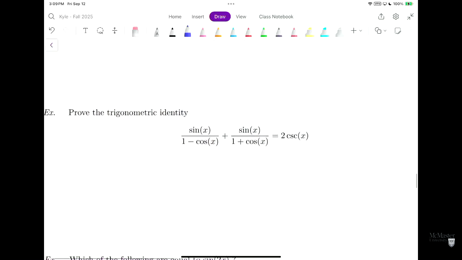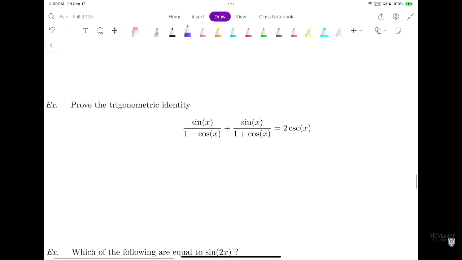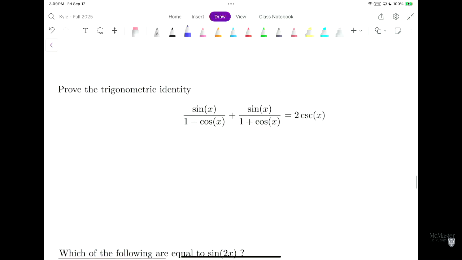Let's do this one really quick. Let's prove this trigonometric identity. We'll start on the left side here. We have sine of x divided by 1 minus cosine of x, and then we're adding sine of x divided by 1 plus cosine of x. When we have these two fractions with different denominators, one thing that we might want to do is try and find a common denominator. So in particular, let's multiply the left fraction by 1 plus cos of x.